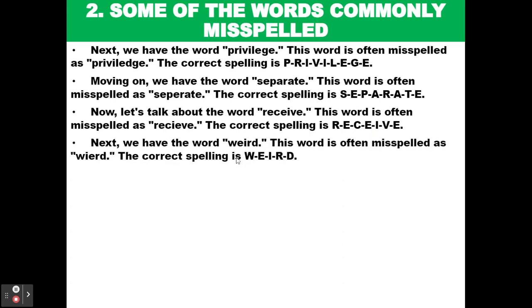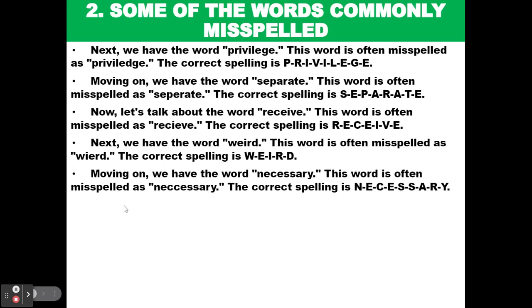Next, we have the word weird. This word is often misspelled as WIERD. Again, you see the misspelling arises when you place I before E instead of E before I. The correct spelling of weird is WEIRD. Something weird is strange or unusual.